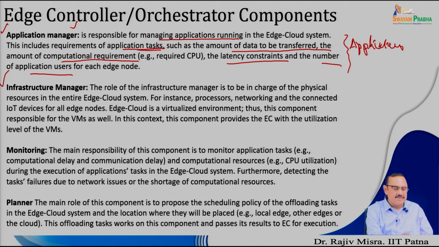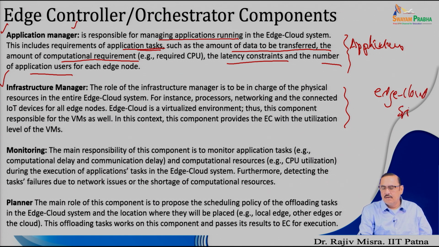The second important thing is the infrastructure. So, infrastructure, that is called the edge cloud system. About the edge cloud system, what resources are available or being used by these applications is managed by the infrastructure manager. The role of the infrastructure manager is to be in charge of the physical resources in the entire edge cloud system. For instance, the processor, networking and the connected IoT devices for all the edge nodes. So, this becomes part of the responsibilities of the infrastructure manager.